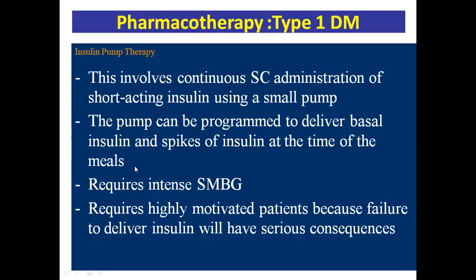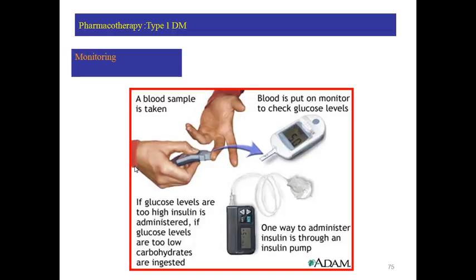It will give a continuous short-acting insulin, and at the time of the meals the patient can adjust the dose, give input to the pump that he's going to take that much carbohydrate or food, and then the pump will give the spike of the insulin. This requires intense self monitoring, blood glucose monitoring, and this is the best time when you can do continuous glucose monitoring. So most of the insulin pumps are now being connected to the continuous glucose monitors. It requires highly motivated patients because failure to deliver insulin will lead to serious consequences like diabetic ketoacidosis.